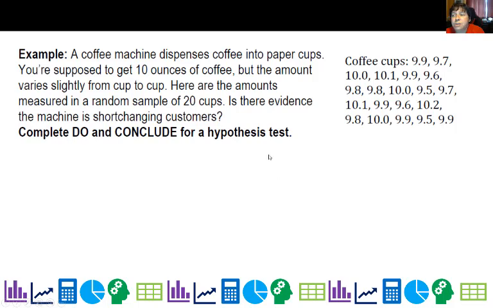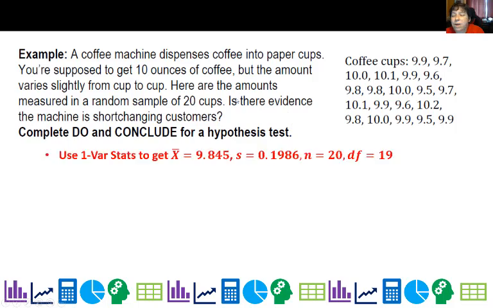So let's go ahead and do and conclude for our hypothesis test. We're going back to the coffee example. I used one-var stats to get my mean and my standard deviation from my sample. I know the sample size is 20, so the degrees of freedom is 19. I calculate the standard deviation of the sample mean, and I get 0.0444, because I take the original standard deviation divided by the square root of the sample size. Then I calculate a t-score, or test statistic, if you want to call it that. It's my sample value minus the hypothesized mean, all over the standard deviation for the average of a sample. And there's my t-score.